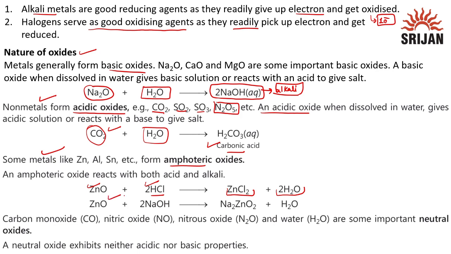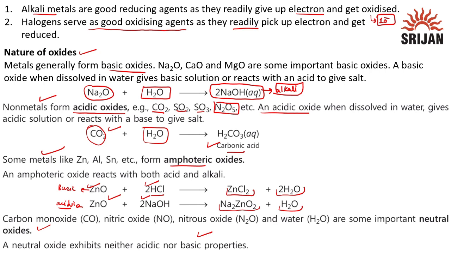But when this zinc oxide is again reacted with a strong base, that is NaOH, sodium hydroxide, it again forms a salt, that is sodium zincate, Na2ZnO2, and water here. So this oxide is showing basic characteristic in the first reaction and acidic characteristic in the second reaction. That's why it is called an amphoteric oxide. Here carbon monoxide, nitric oxide, nitrous oxide, and water are some important neutral oxides. That means they do not show acidic as well as basic properties; neutral oxides do not have the properties of acid or base.